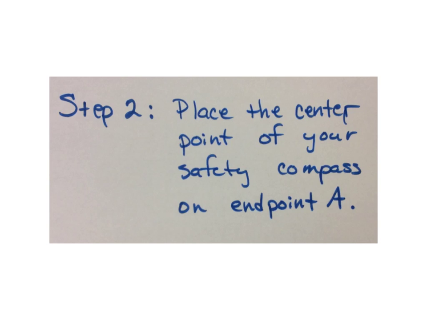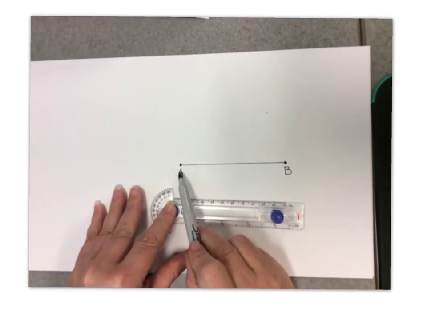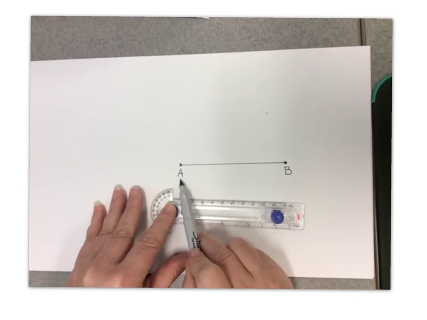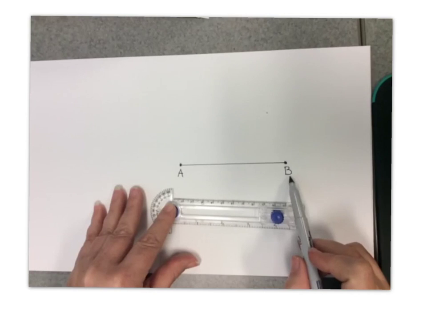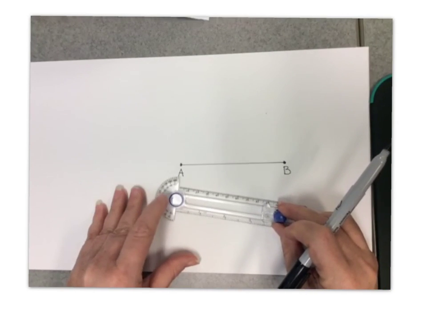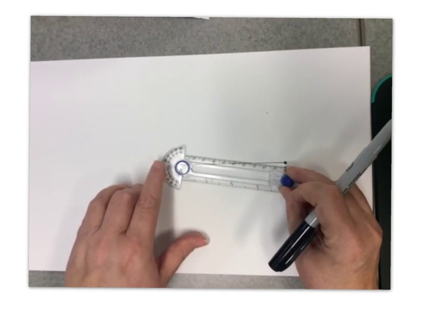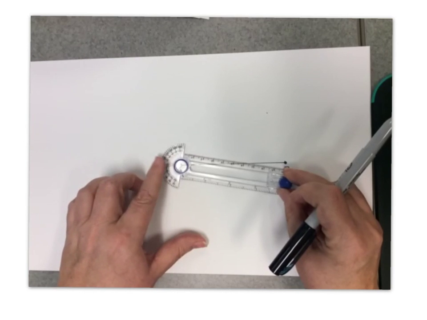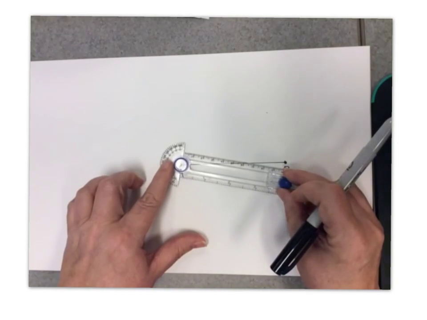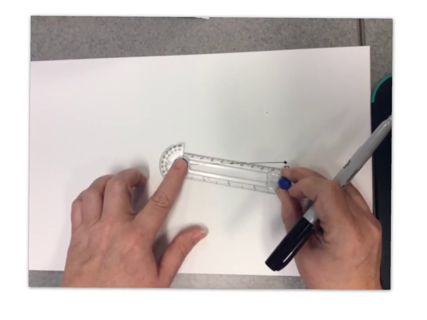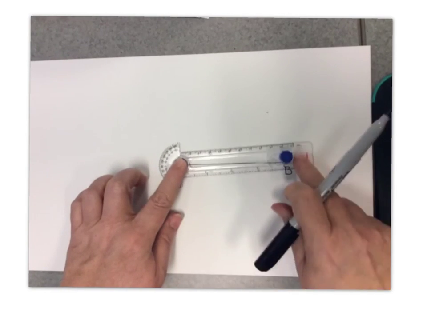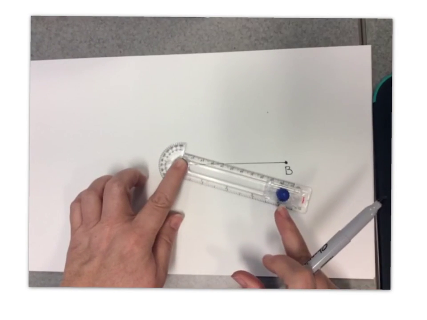Okay, now on to step 2. Place the center point of your safety compass on endpoint A. Now that you've drawn your line segment, make sure you've labeled one endpoint A and the other endpoint B. Now we're going to take your tool, your compass, and place this end of it over here, make sure it's centered, and then hold it down with your finger, and you should be able to freely move the compass.